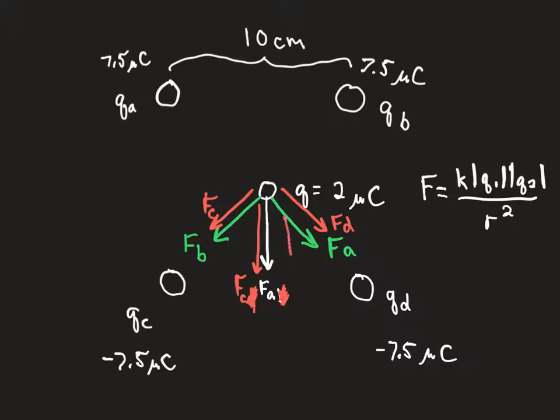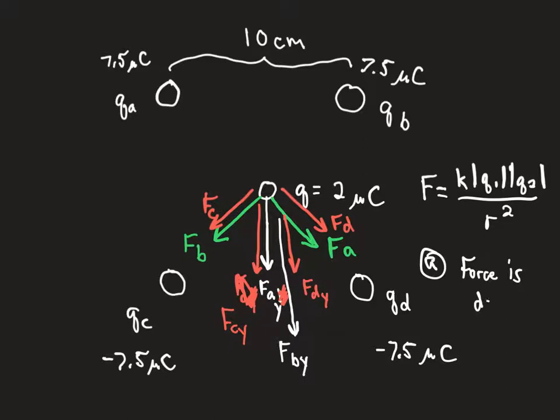So we have FC, we have some force in the D direction, and these are all Y direction forces. So we have an FCY, an FAY, and we have an FBY. Each one of these charges creates its own force going down in the Y direction. So we have 4 of those. Does that make sense? So now we need to figure out that the force goes down. So part A, force is down.